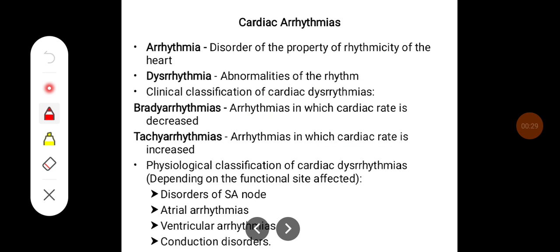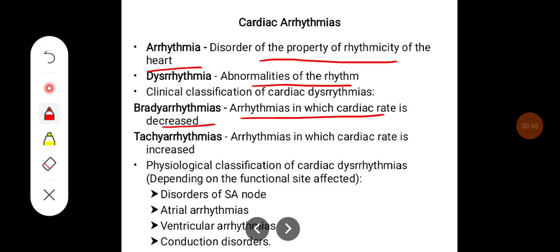Arrhythmia is a disorder of the property of rhythmicity of the heart. Dysarrhythmia is abnormalities of the rhythm, and the clinical classification of cardiac arrhythmias can be bradyarrhythmias, that is, arrhythmias in which cardiac rate is decreased, and tachyarrhythmias, where cardiac rate is increased. The physiological classification of cardiac arrhythmias, depending on the functional site affected, includes disorders of SA node, atrial arrhythmias, ventricular arrhythmias, and conduction disorders.